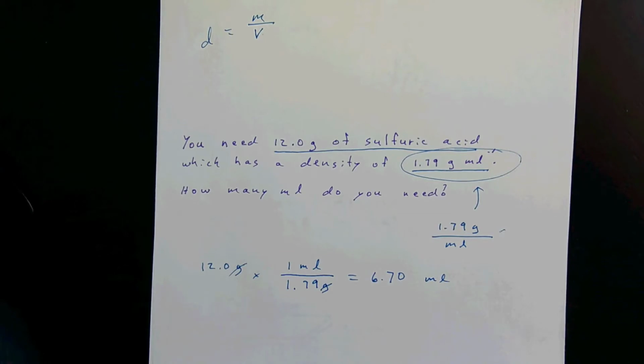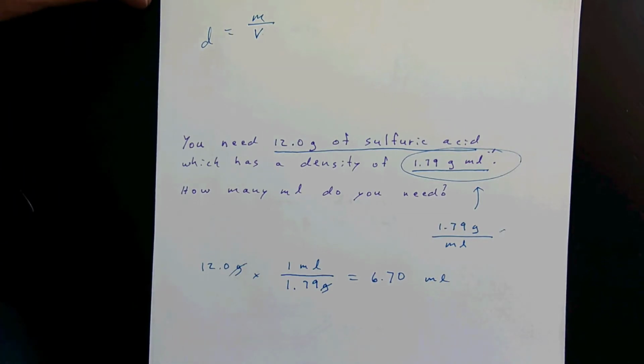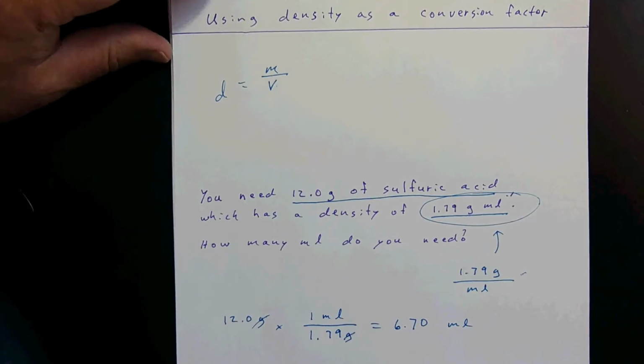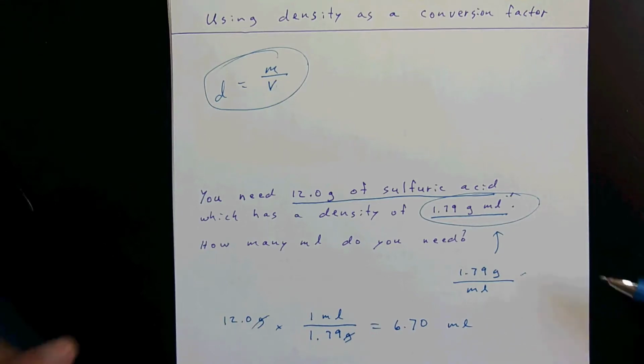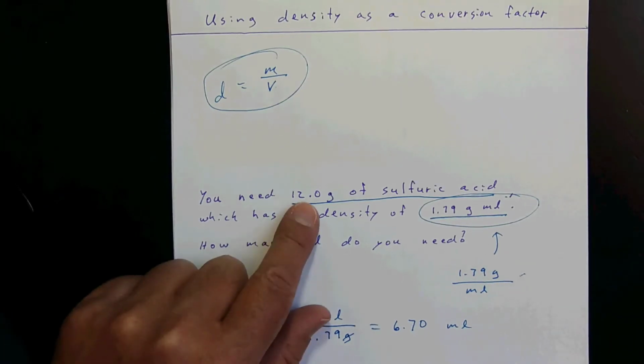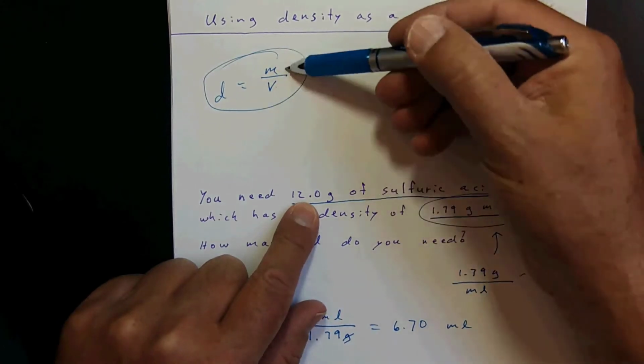In quite a few places in this report sheet, it's giving you problems where you know two of those terms. You know the density and the mass, or you know the density and the volume. You're solving for the third term. You can do it this way as a conversion factor. If you had to, you could work it algebraically. This same problem, if we had to do it with algebra, you could say, okay, I need 12 grams of it, that's the mass.